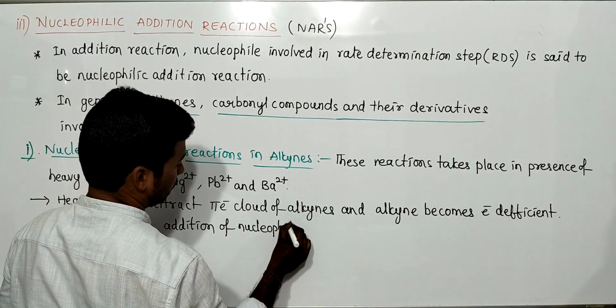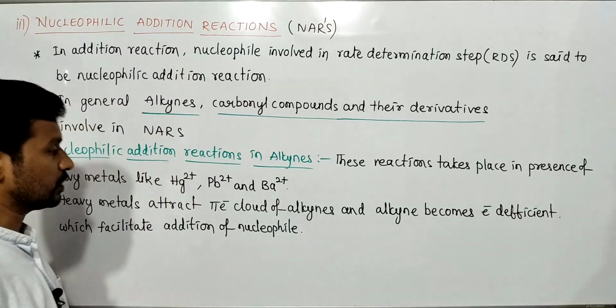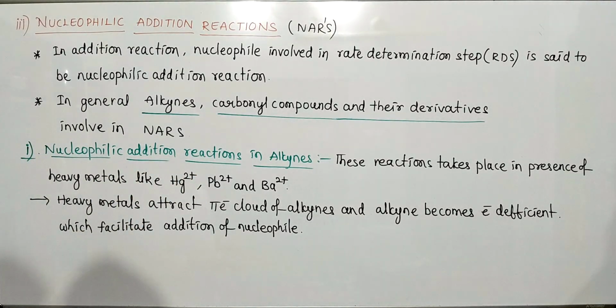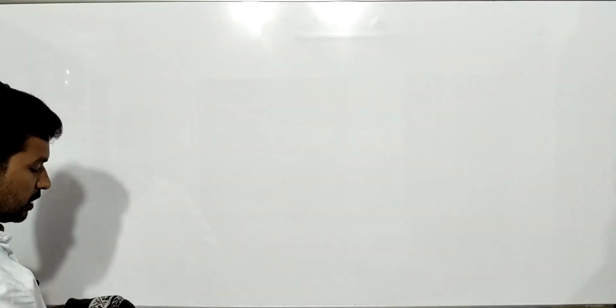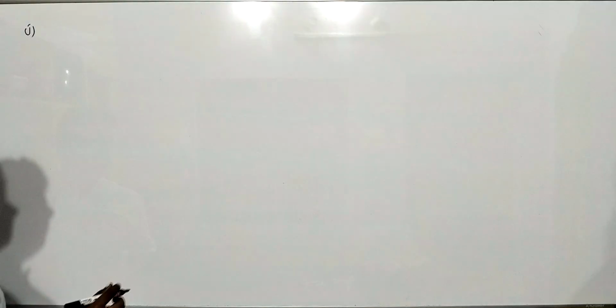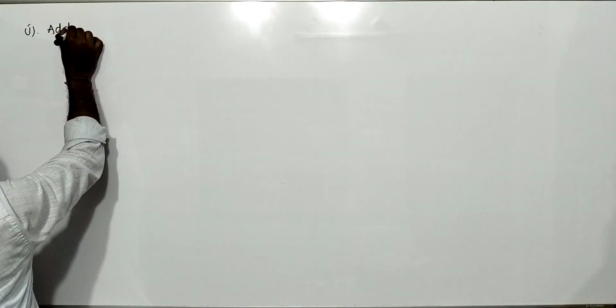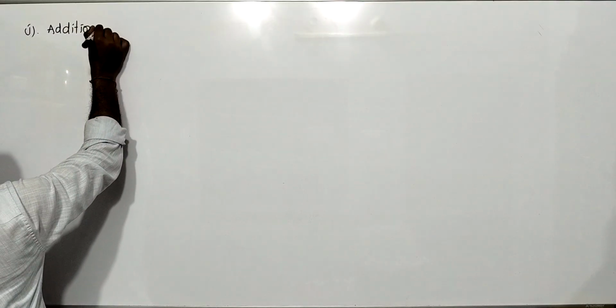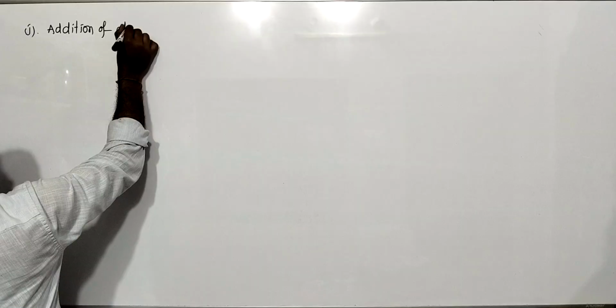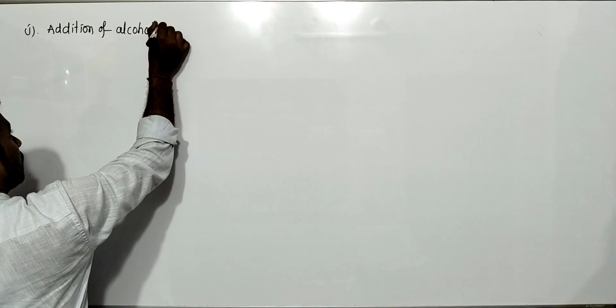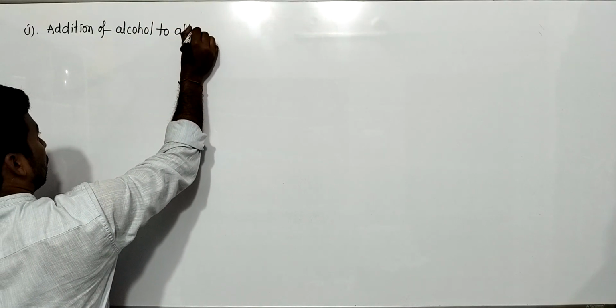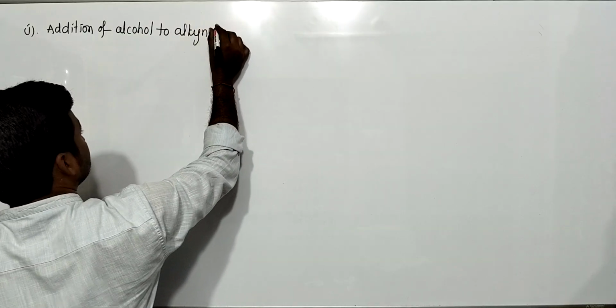So we will see two examples of nucleophilic addition reaction in alkynes. First example is the addition of alcohol to alkynes.